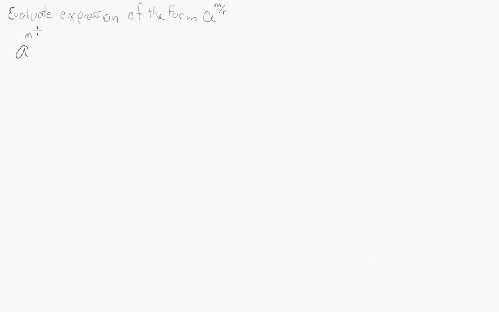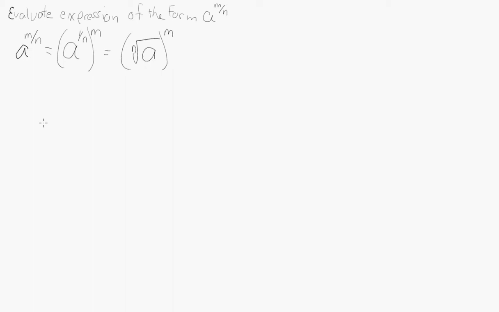A to the m over n can be written as a to the 1 over n, times m. And a to the 1 over n is the nth root of a, times m. So a to the m over n is a radical with index n, then evaluated at m. So let's jump right into an example.